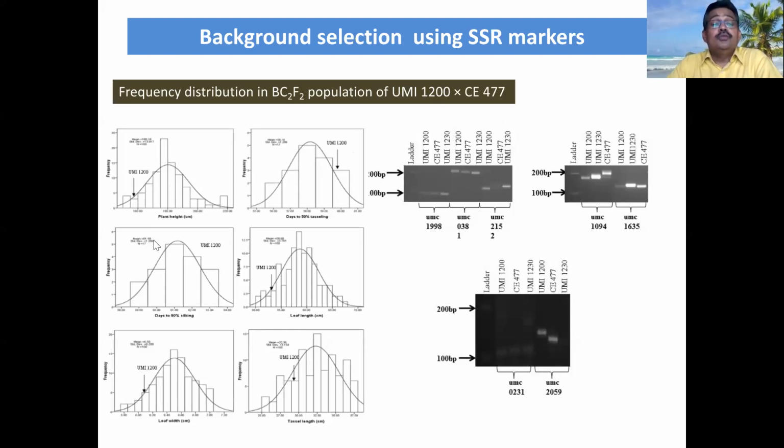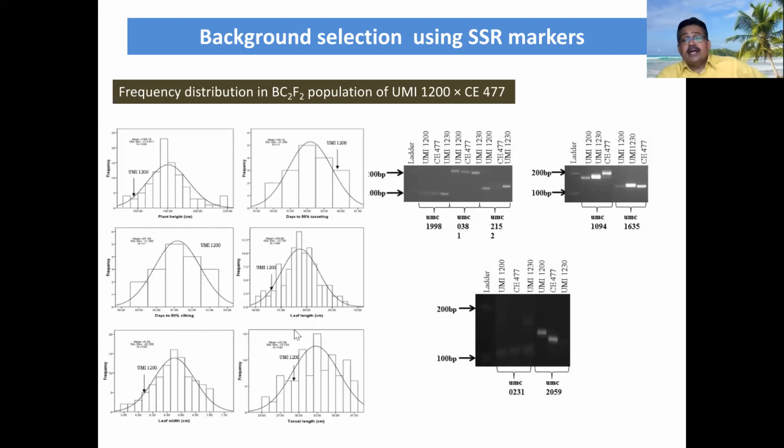In this case, use the Eomyte 1200 population. Just flowering, leaf length, tassel length and other characters. Apart from looking for the phenotypes, you also have to select for background recovery. That means for every chromosome, you have to look for the SSR markers which are polymorphic between the parents.